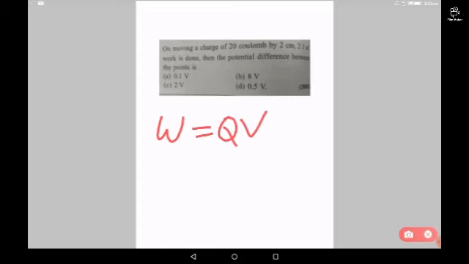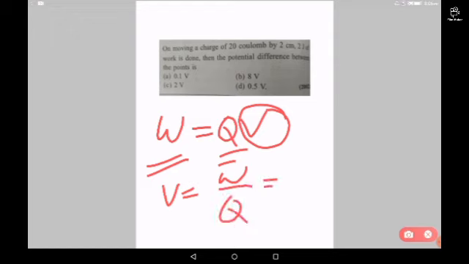This is the next question from physics, and this is a very basic question. On moving a charge of 20 coulomb by 2 centimeter, 2 joule of work is done, then the potential difference between them will be. This is a general formula that W is equal to Q into V. We know Q, we know W, so we will end up with V. So V will be equal to W by Q, which will be equal to 2 divided by 20, or 0.1. That is our A option.